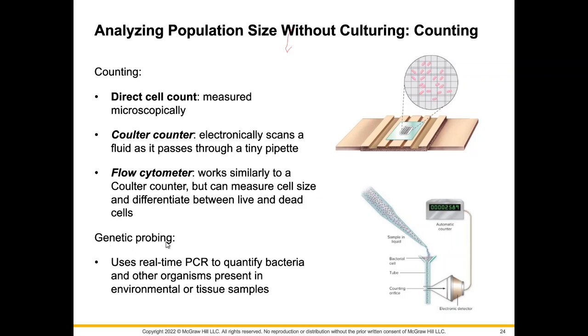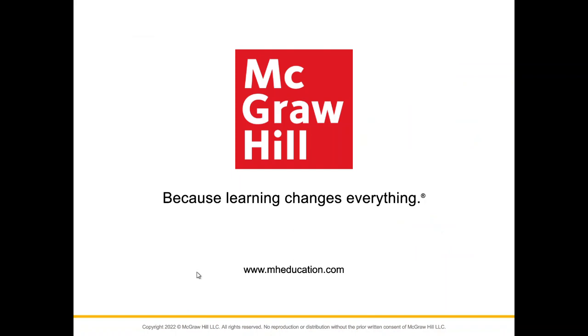Genetic probing is another example where we can count the cells. It uses PCR, and PCR stands for polymerase chain reaction, to quantify bacteria. We won't go into any more details on PCR and real-time PCR. We'll get to that a little bit later, possibly when we do our biotech stuff. All right, so that is chapter 6.